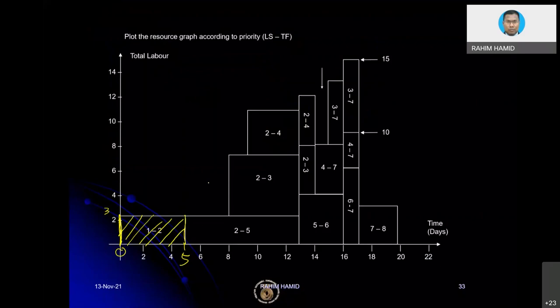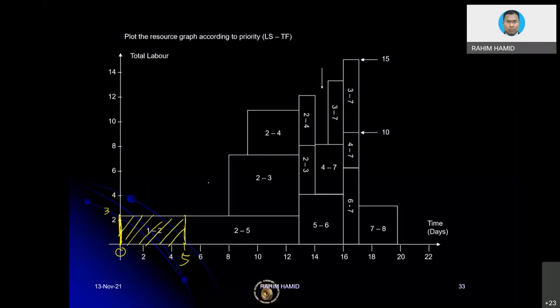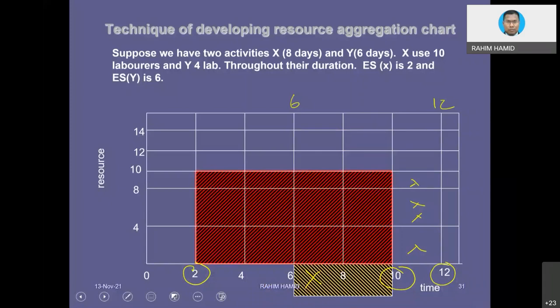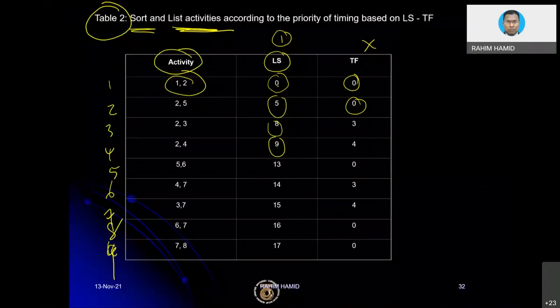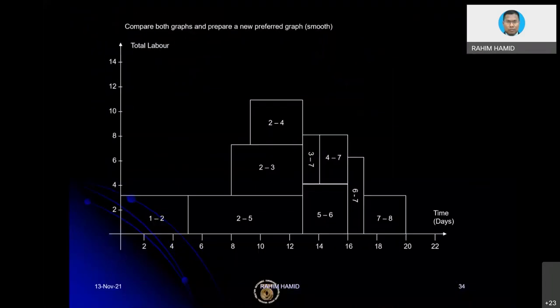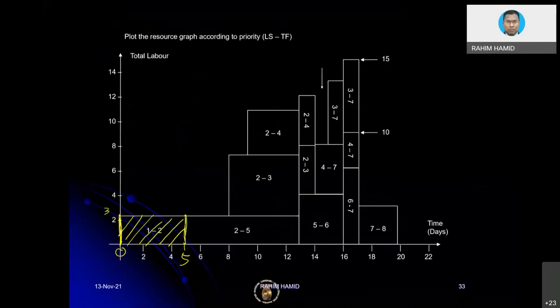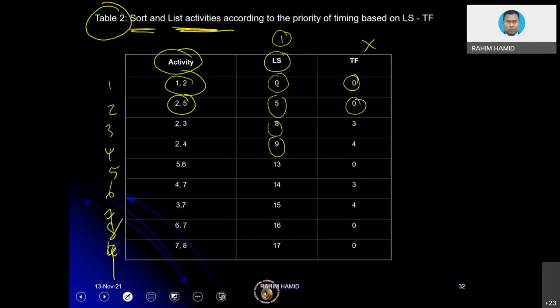Okay, how about activity 2-5? I think 2-5 is similar to this according to the early start, because the total float is the same. So based on this 2-5, we basically start on the 5th day and end on the 13th day, and they use the same 3 number of laborer, so activity 2-5 is there. Then activity 2-3. Activity 2-3 is a little bit different. It starts on the 8th day, okay? Starts on the 8th day, and then total float is there.